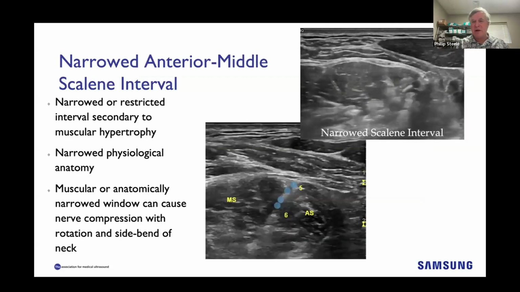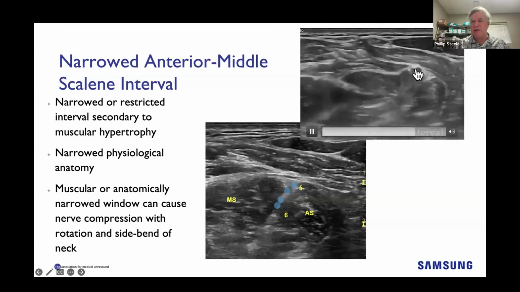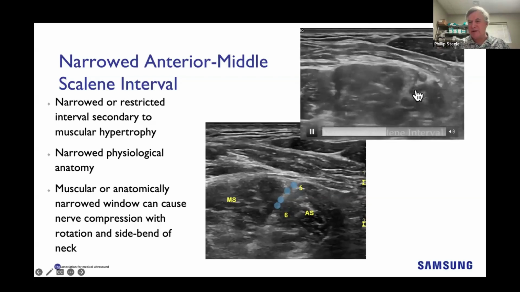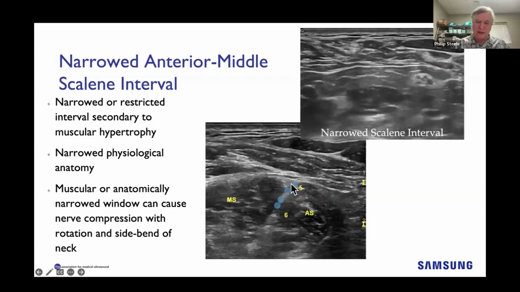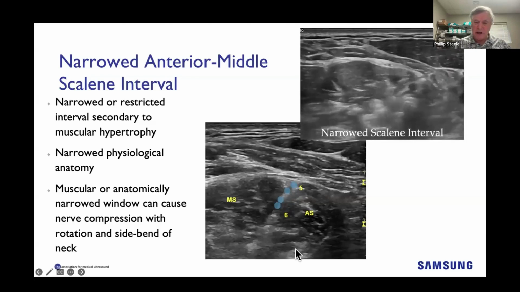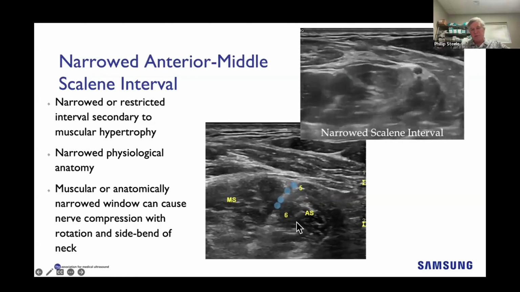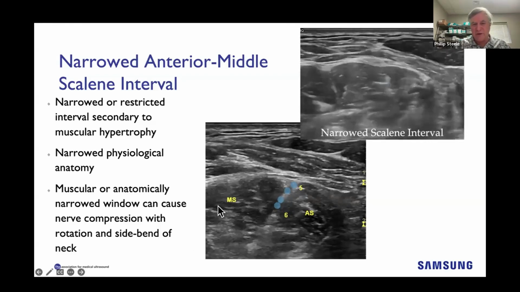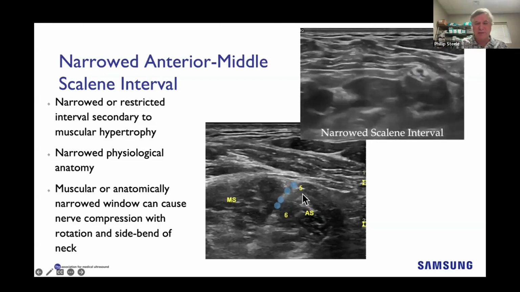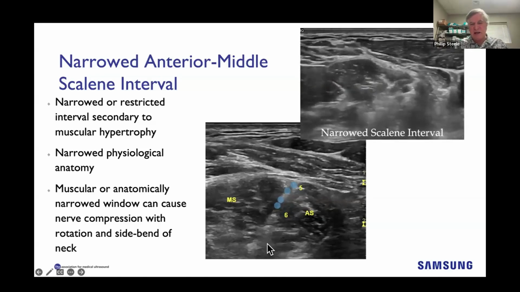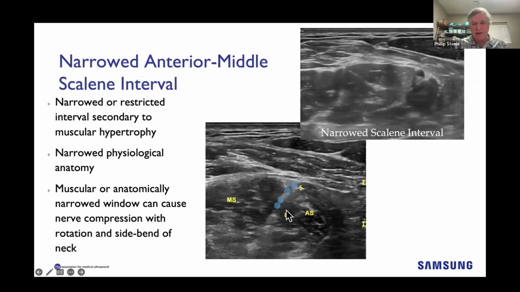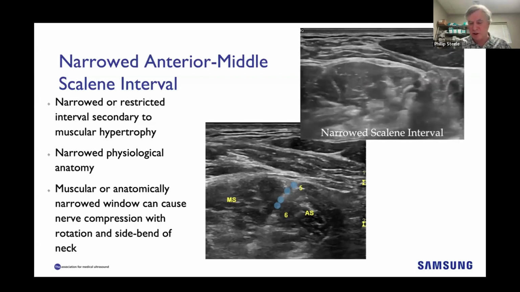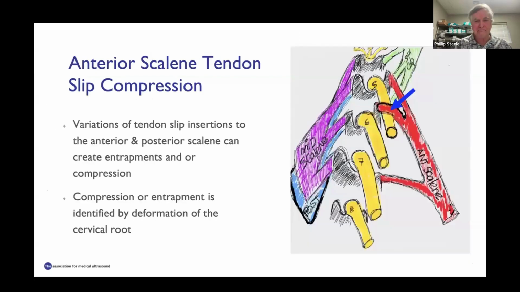So this is an example of a narrowed scalene. You almost can't even see the brachial plexus here. So here's the nerves after they formed, but acoustic shadowing and how narrow this interval is completely hid those nerve roots as they come through. Sometimes you're seeing this in weightlifters and power lifters and people that do construction. And then sometimes it's in a female with a narrowed interval with no real history that would suggest hypertrophy of these muscles. So again, when you see a large accessory anterior scalene or middle scalene, it may be because they have multiple slips versus just a wider insertion onto the first rib.